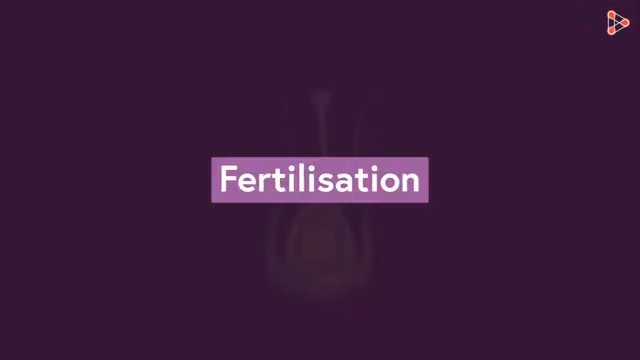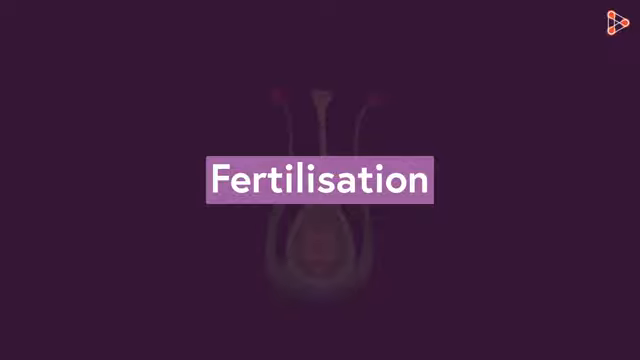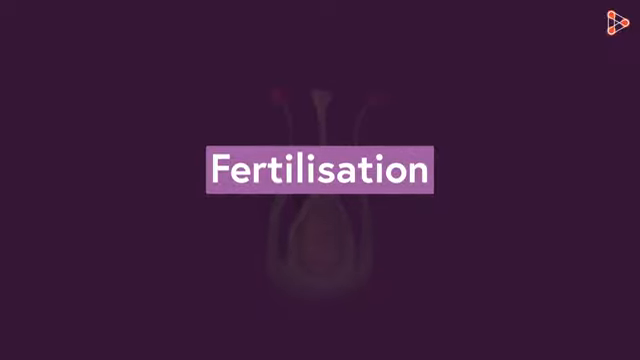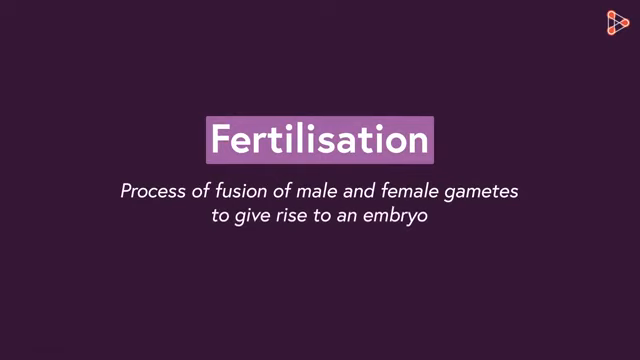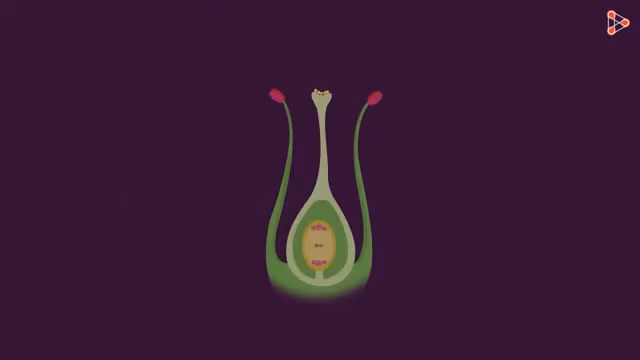Now let's get back to the fertilization process in plants. Let's define it again. It is the process of fusion of male and female gametes to give rise to a new embryo. After pollination is successfully accomplished, how does fertilization occur in plants?